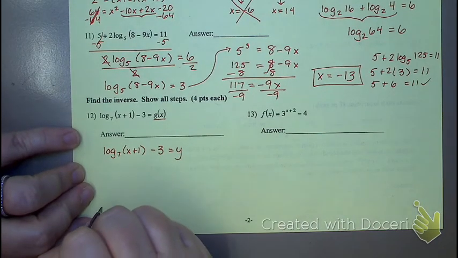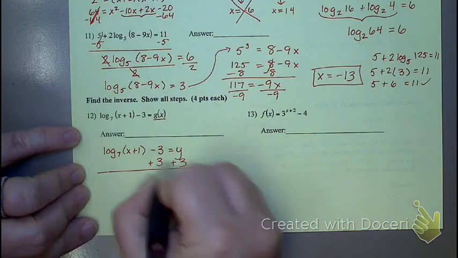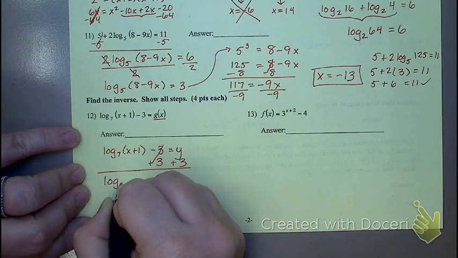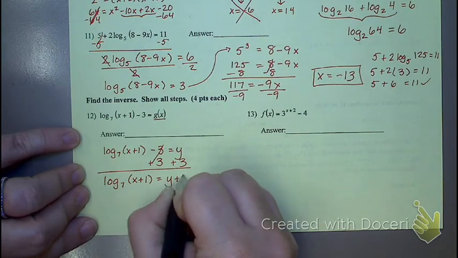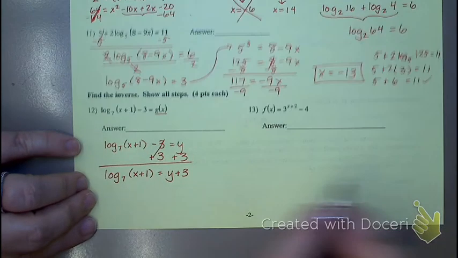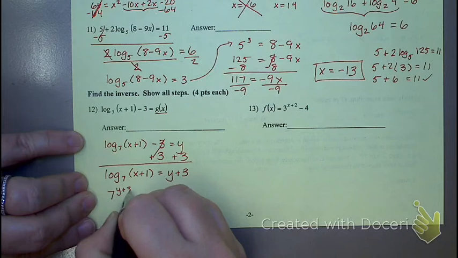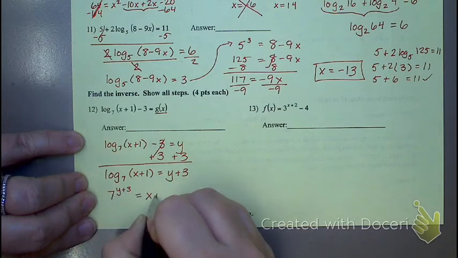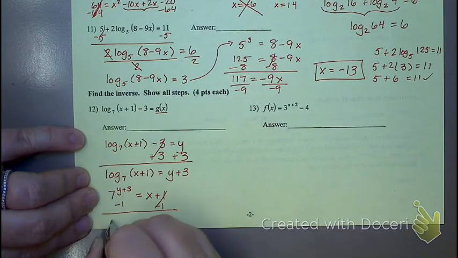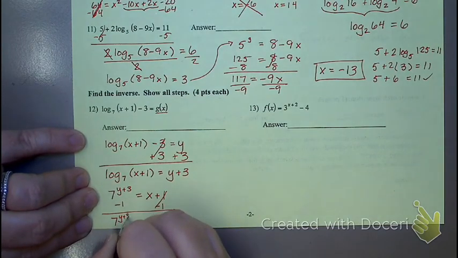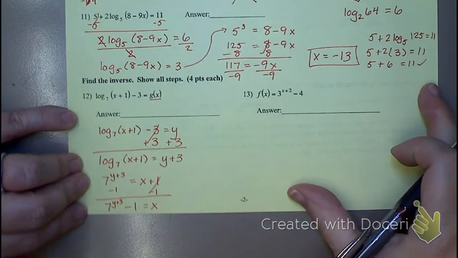Now I'm going to get x by itself, so I'm going to start off by adding 3. So log base 7 of (x plus 1) equals y plus 3. Now I go to exponential form to break out that x. So the base is 7. The exponent is y plus 3 equals x plus 1. Now I'm going to move the 1. So I have 7 to the y plus 3, minus 1, equals x. Again, be very clear about what's an exponent and what's not.